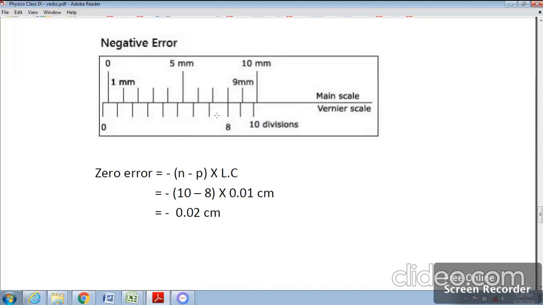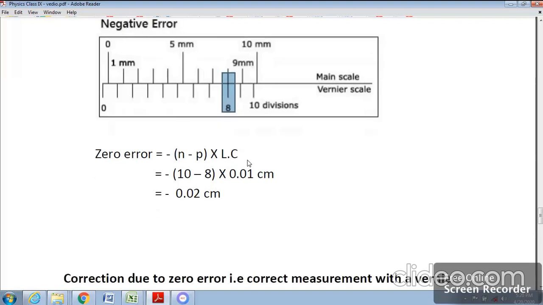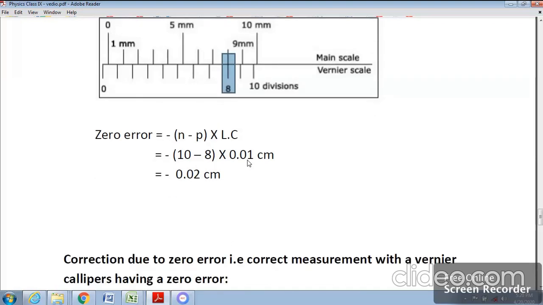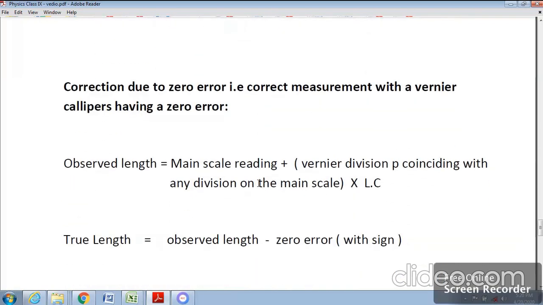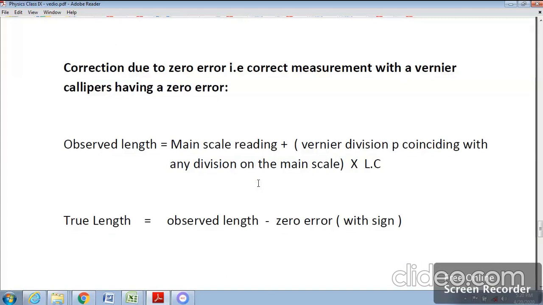And P, as I told you earlier, is the coinciding division. So in this diagram, you can see number 8. The 8th division of the main scale and the 8th division of the vernier scale are coinciding, and hence we will put 8 in place of P. After calculating, the zero error is minus 0.02 centimeter. This is how we calculate the positive error and negative error.